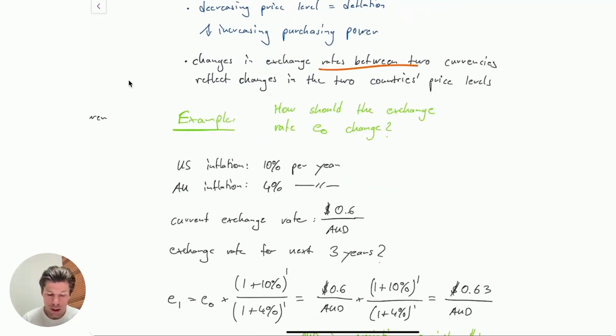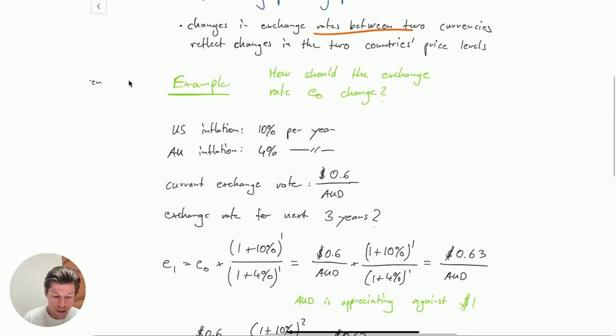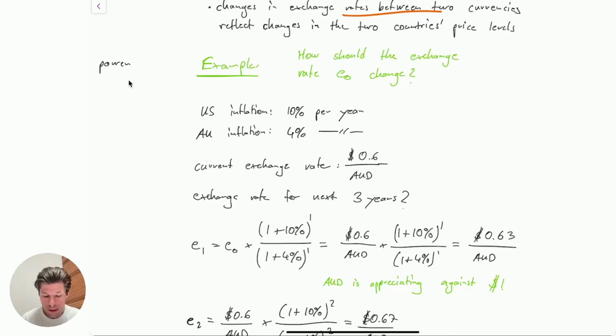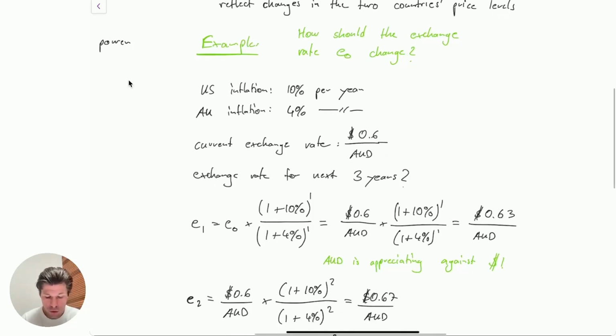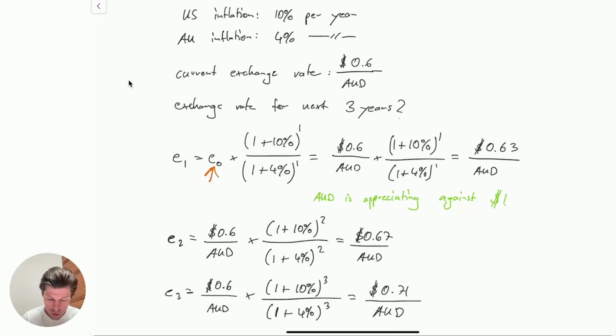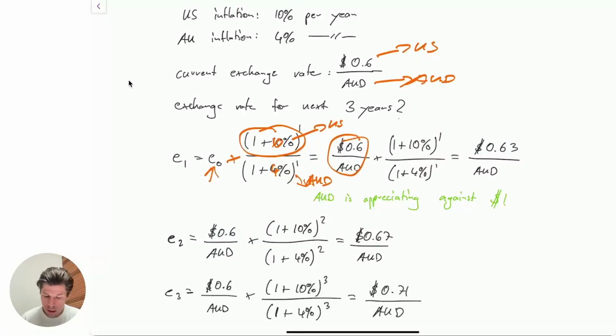So the question here is, how should the exchange rate E0 change? Let's say the US has an inflation of 10% per year, Australia inflation 4% per year. The current exchange rate is 0.6 US dollar over 1 Australian dollar. Let's say we try to calculate the exchange rate for the next 3 years. Then we use a formula here. That is our current exchange rate, 0.6 over Australian dollar. We multiply with the different inflation levels, 10 for US, 4 for Australia. Always use the same numerator and denominator. So for example here our exchange rate is US over AUD, so that's why you need to use US here and AUD in the denominator, for 1 year, power of 1.